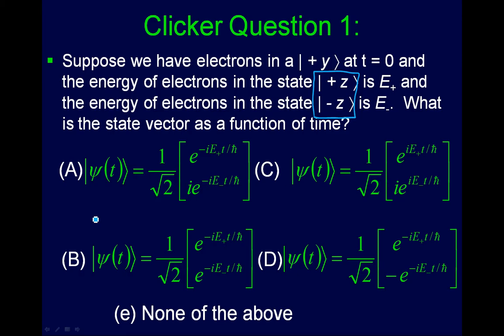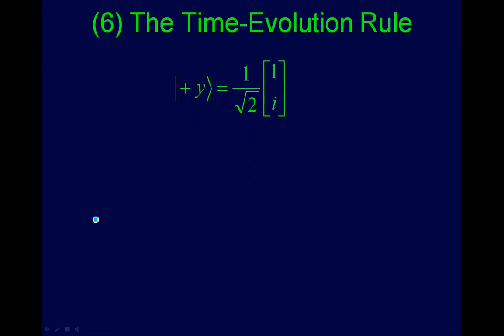Okay, so the answer I get is A, so hopefully you agree with that. But let's go through this slowly and show why it's A. First of all, we know that our initial state vector at time 0 is the positive y vector, and this is the vector here. They describe this and show you how you can solve for this in the appendix of the text.